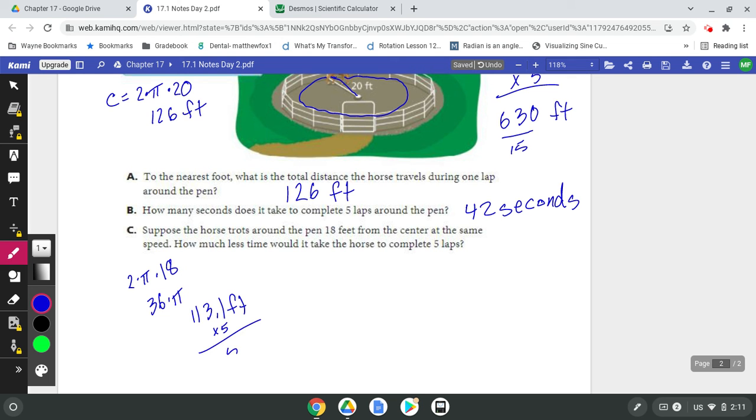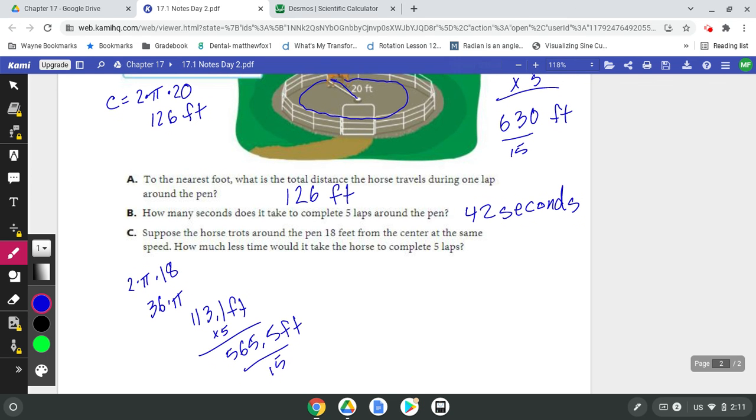And so once again, it's going 5 laps. So times 5, it's going to be 565.5 feet that it needs to travel. Now, it still can go at the same speed, so 15 feet per second. Divide by 15, and we will get 37.7 seconds. So to figure out how much faster, just take the 42 minus that 37.7, and we get 4.3 less seconds.